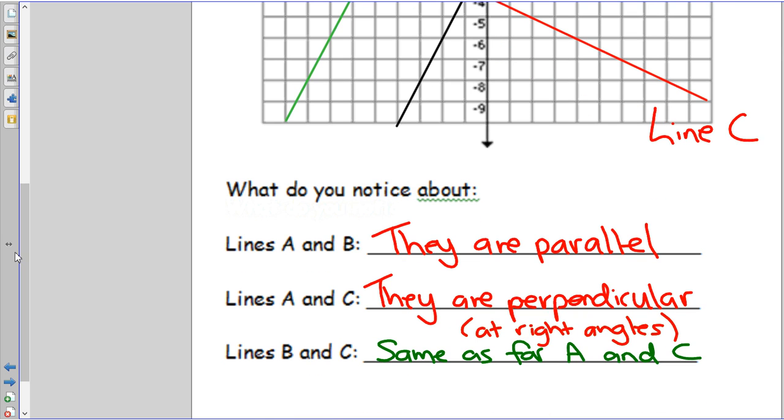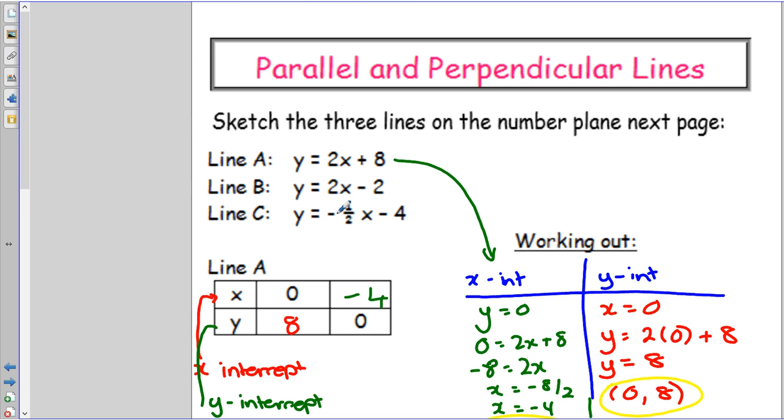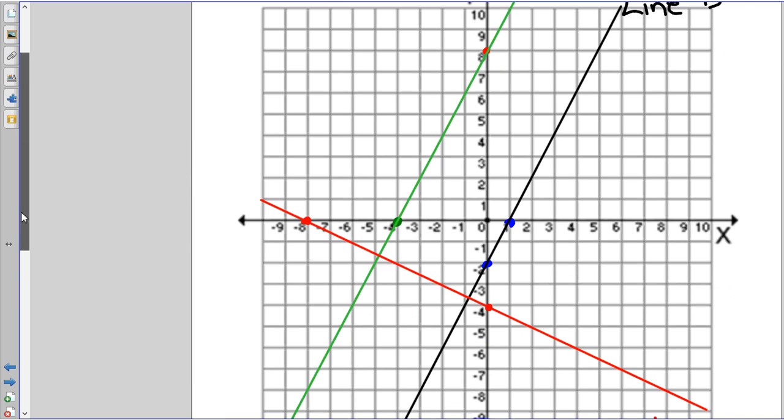And can you remember from the equations of line A and line B on the previous page, what did they have in common? That's right, what they had in common was they had the same gradient. So if they have the same gradient, they are parallel. That's one little clue. So same gradient means that they are parallel.